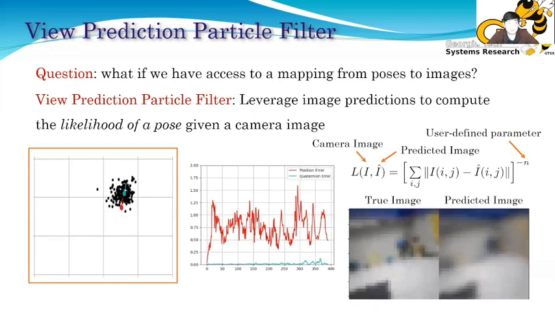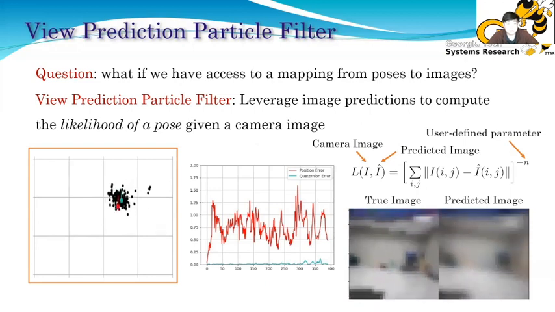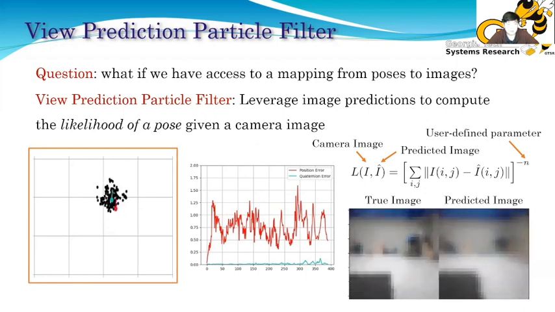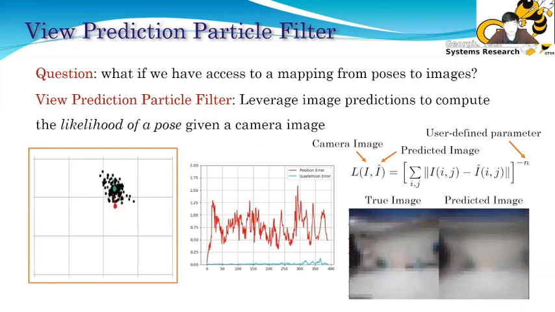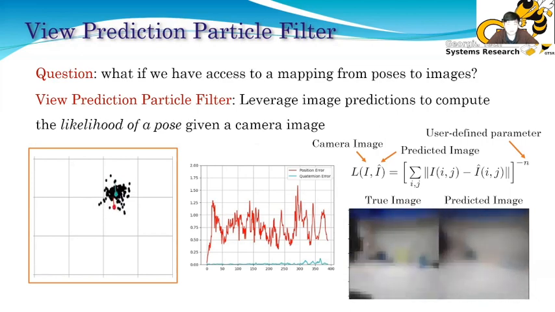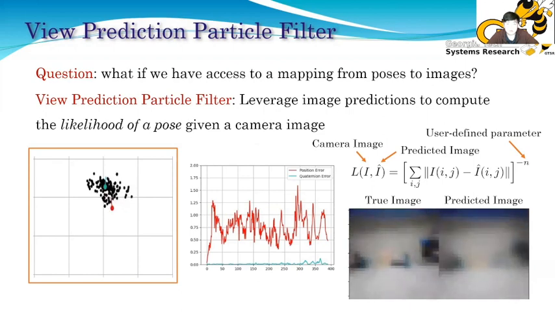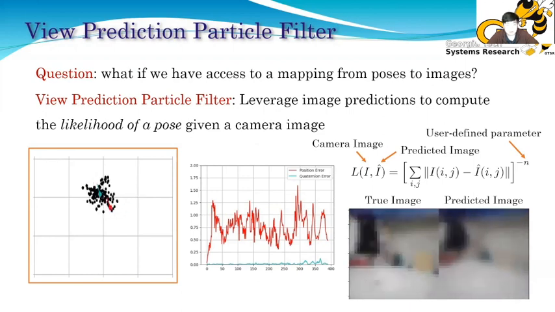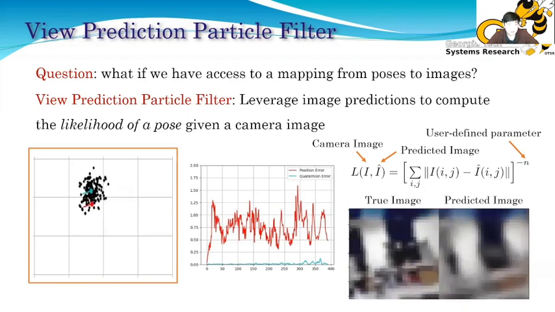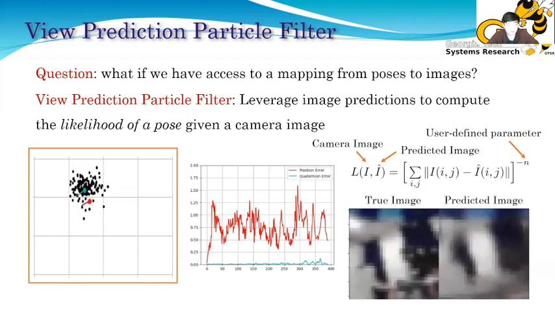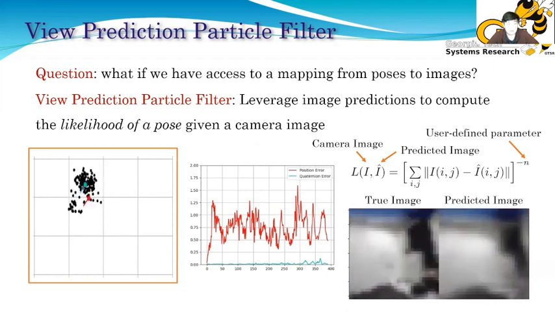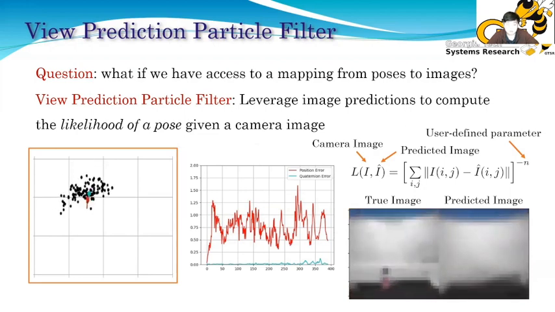And so we propose a new view prediction particle filter, which is able to leverage such image predictions to compute the likelihood of a pose given a camera image. Using a particle filter, we generate a set of possible poses for the camera. From each of these poses, we predict the image and then use a likelihood function, which is shown on screen, to compare with the true image. As you can see in the simulated result, we're able to do reasonably good tracking. Our position estimation is not as good as direct localization, but the quaternion error is much, much lower. So we're able to get the alignment and the direction much more efficiently.